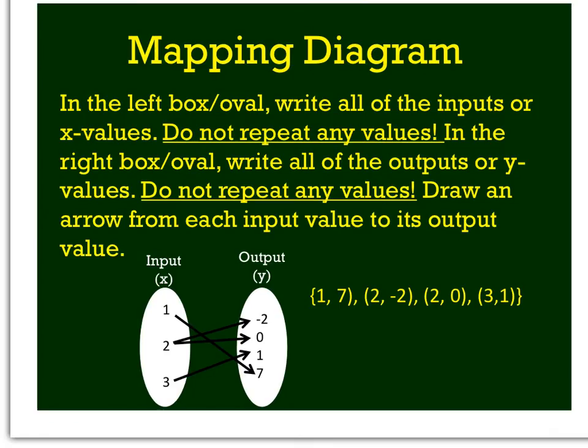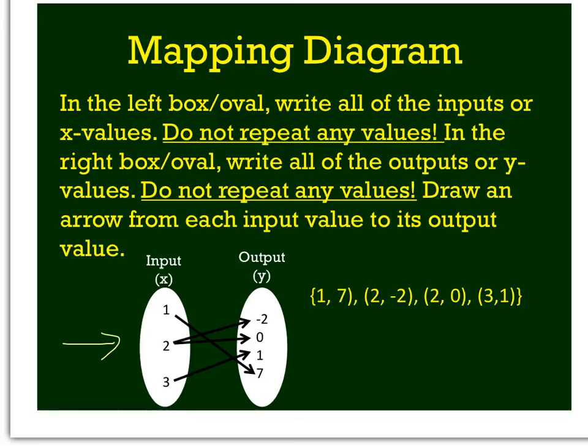So next we're going to talk about a mapping diagram. And mapping diagrams are something new to you. For the mapping diagram, there's quite a bit to write here tonight, so make sure you pause as you need to. In the left box or oval, as you see down here at the bottom, you write all of the inputs or the X values. But you do not repeat any of the values, and you put them in numerical order. You'll see that they are in numerical order, 1, 2, 3.